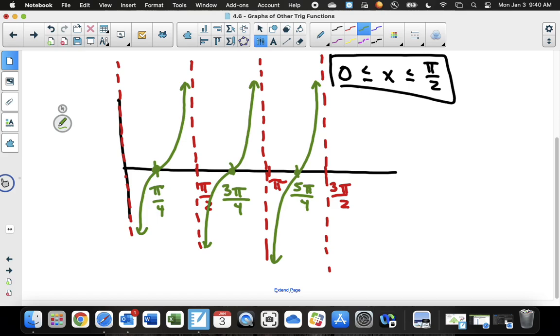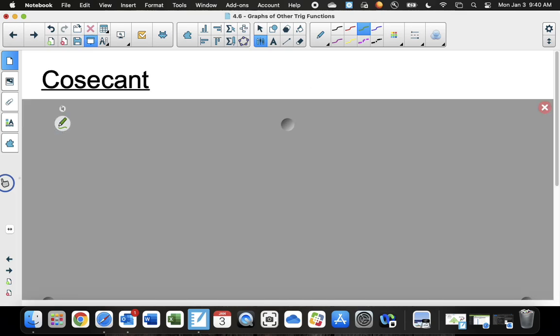All right. So there's tangent and cotangent. Now let's get into the last two, cosecant and secant. And this is where we're going to go back to sine and cosine waves again like we did before break.